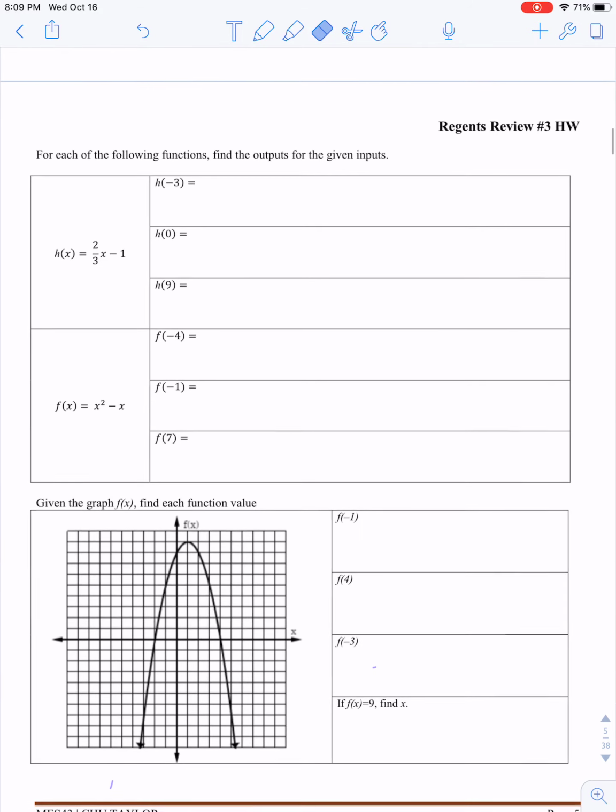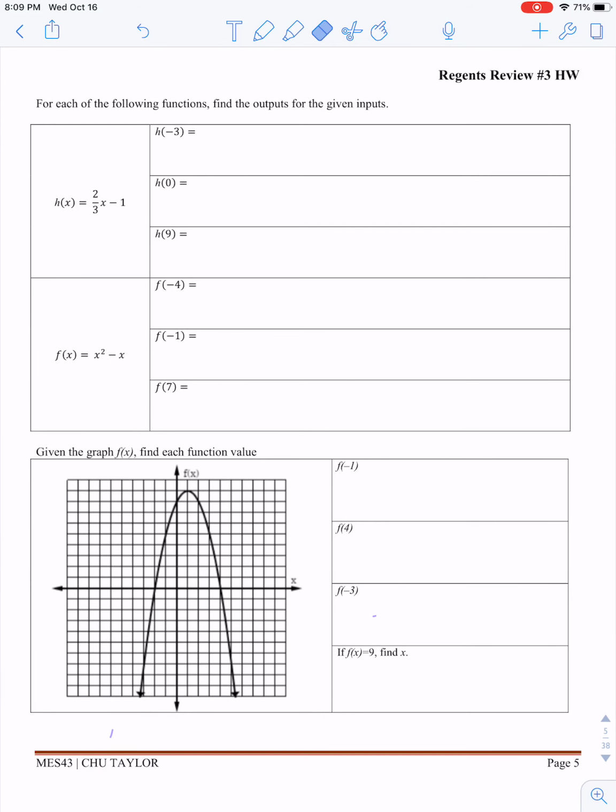Okay, let's take a look at our Regents Review homework number 3. So this first question says, for each of the following functions, find the outputs for the given input. So they're giving us an input and we need to find the output. The function given to us is h of x is equal to 2/3 x minus 1.